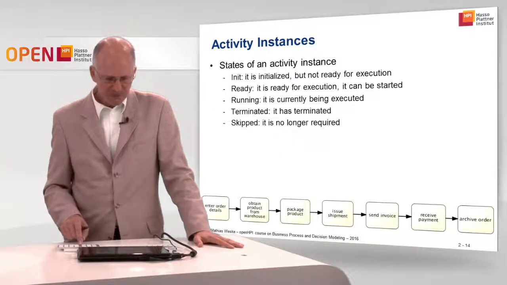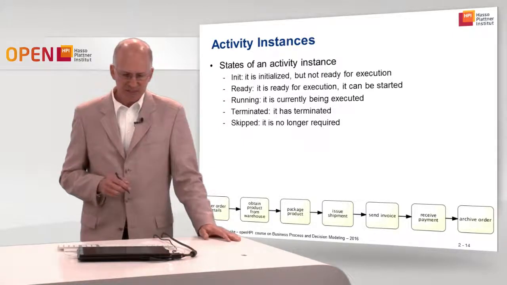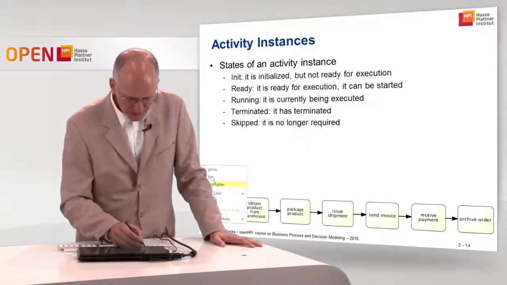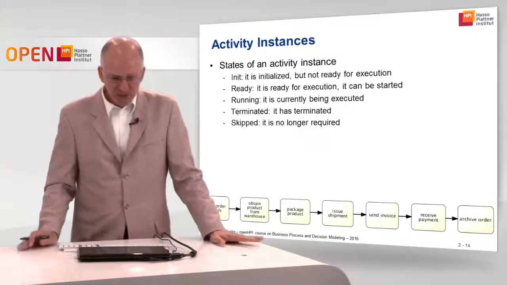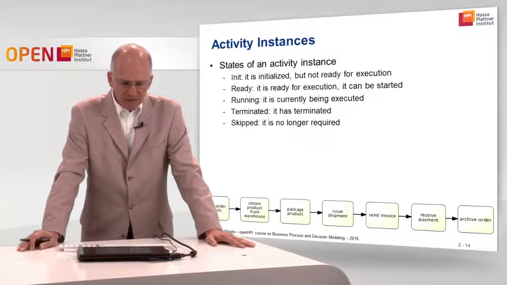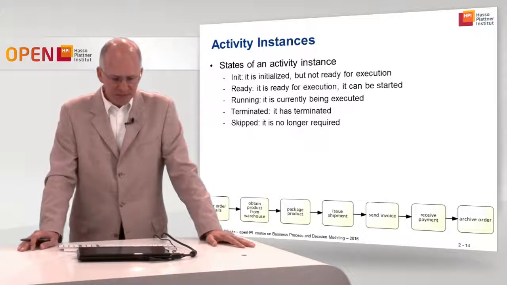We'll have the states here in a bit more detail. So the states of an activity instance are as follows. First, an activity instance is in the init state. That means it is initialized, but it is not yet ready for execution. Then the activity instance can change state to the ready state. In this case, it is ready for execution.